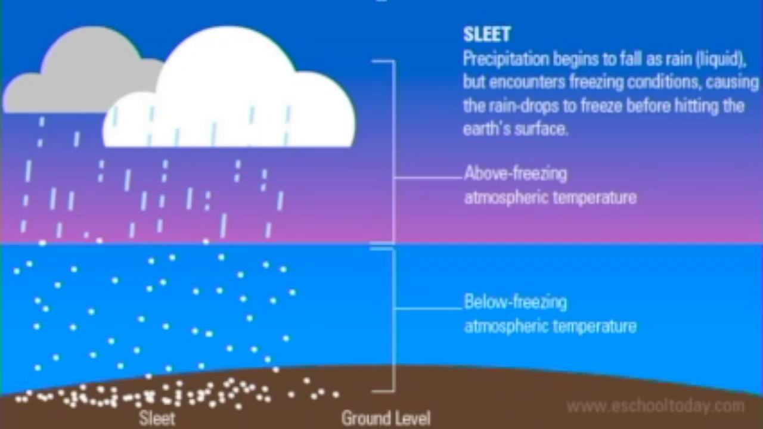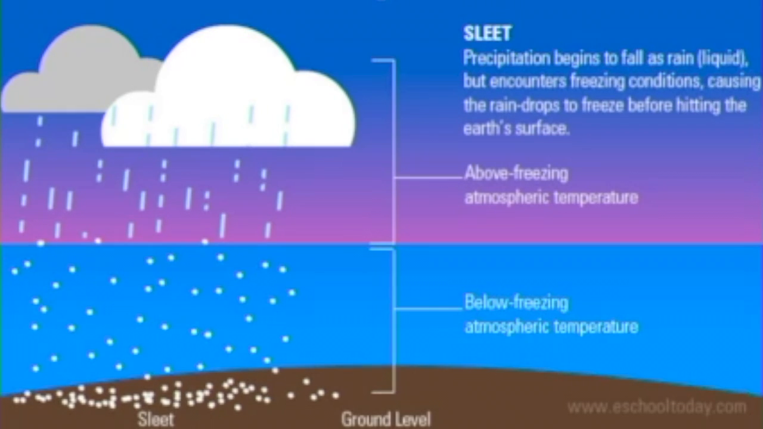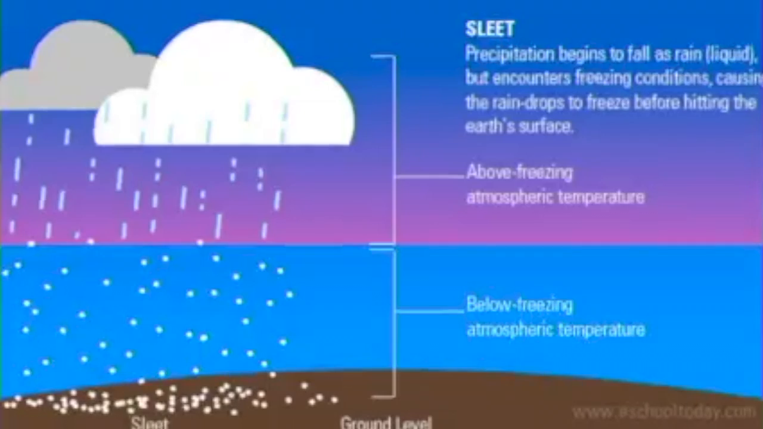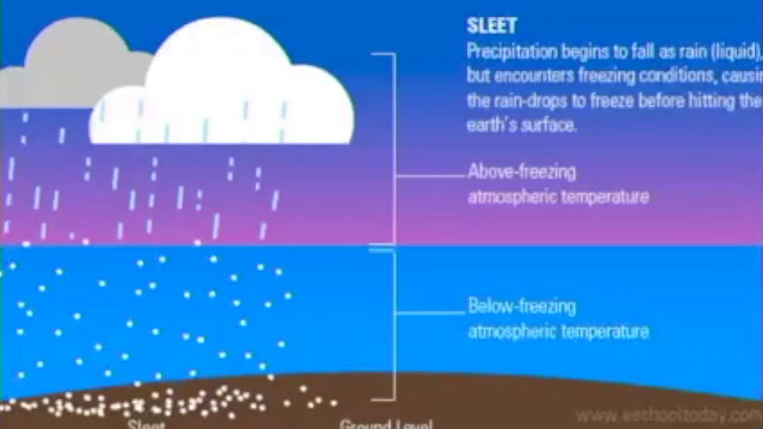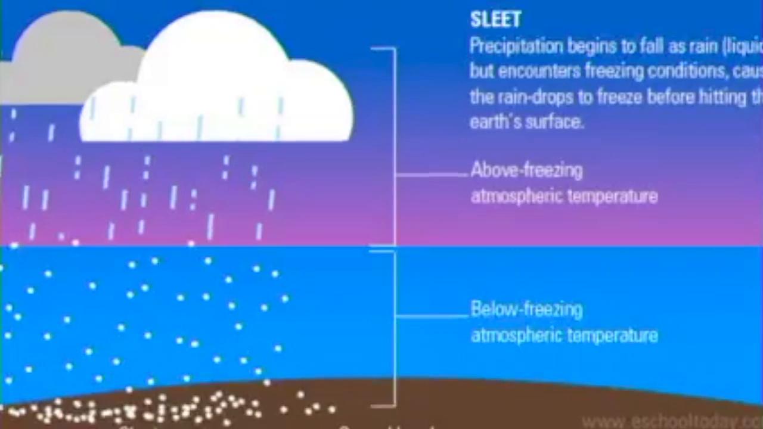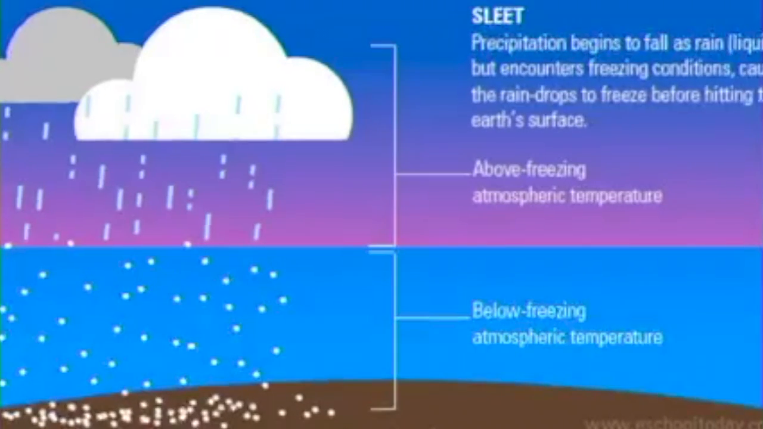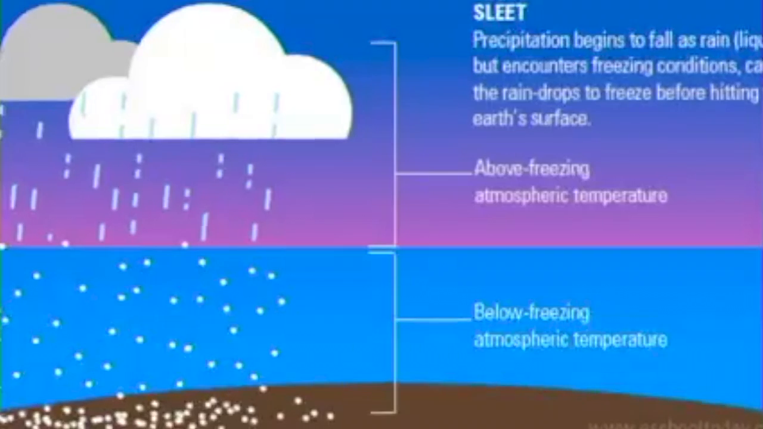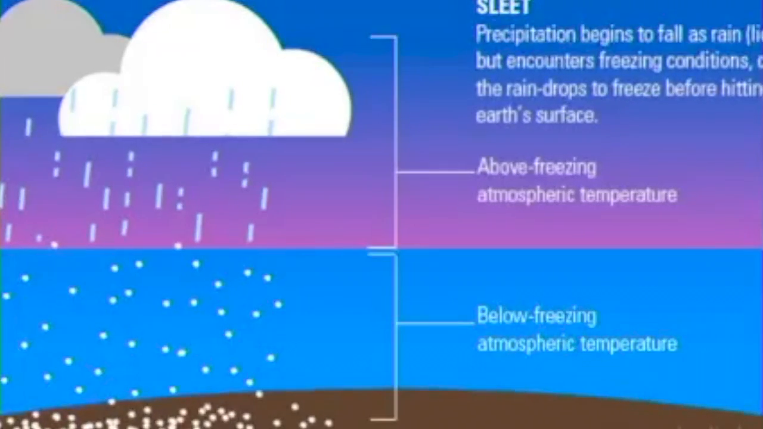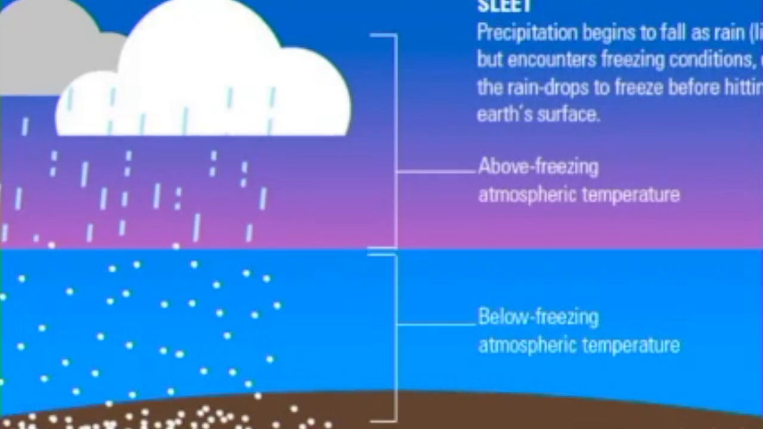Sleet is a form of precipitation that occurs during the winter season, consisting of ice pellets, often mixed with rain and snow. In certain instances, in the winter, the starting snow precipitation will go through a layer of warm air and then begin to melt. As it continues to fall, it will proceed through a colder layer and freeze into a pellet or ice ball.